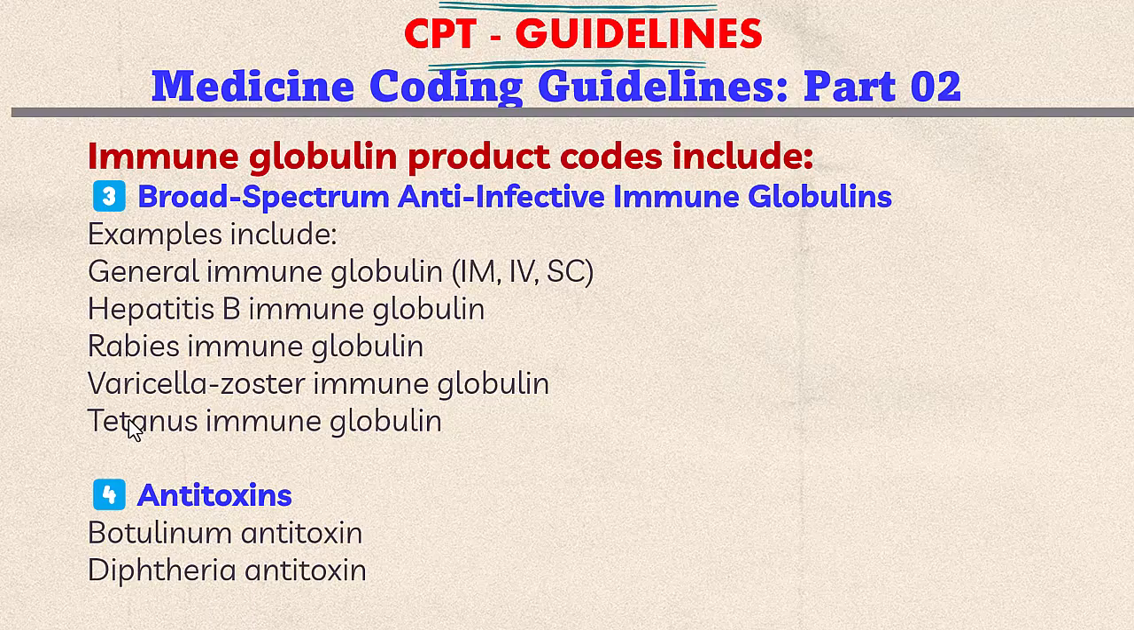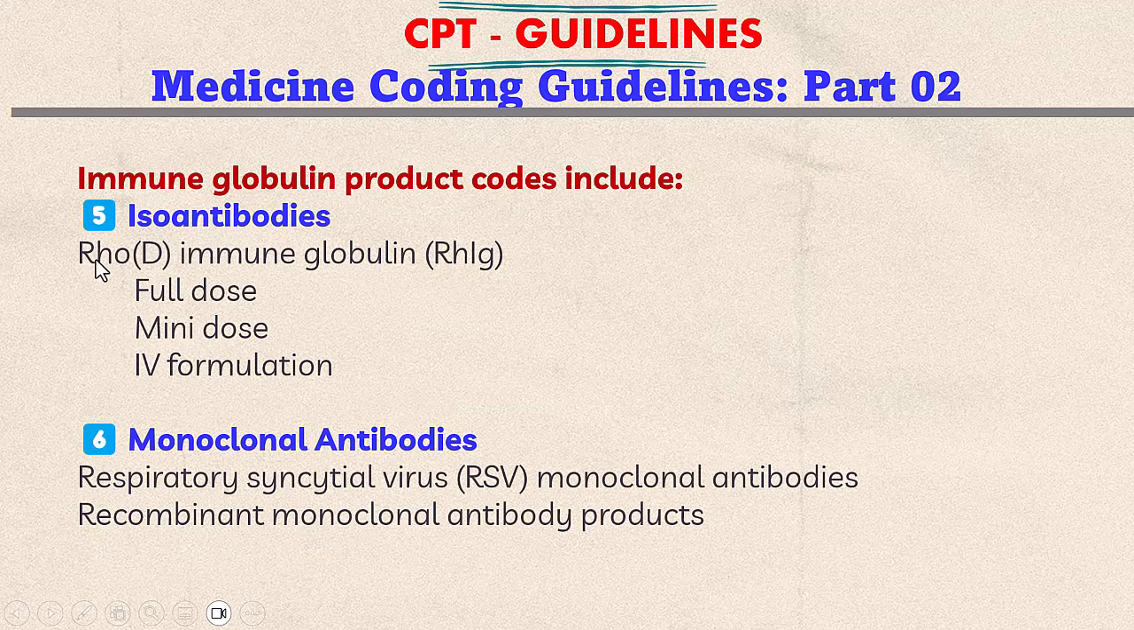So there are several examples available. The fourth category is antitoxins. Antitoxins are also included in the immune globulin products, such as botulinum antitoxin and diphtheria antitoxin. The fifth is isoantibodies such as RhoD immune globulin, categorized into full dose, mini dose or IV formulation. And the sixth one is monoclonal antibodies. These are respiratory syncytial virus, RSV, monoclonal antibodies, and recombinant monoclonal antibody products. All are included in the immune globulin category.